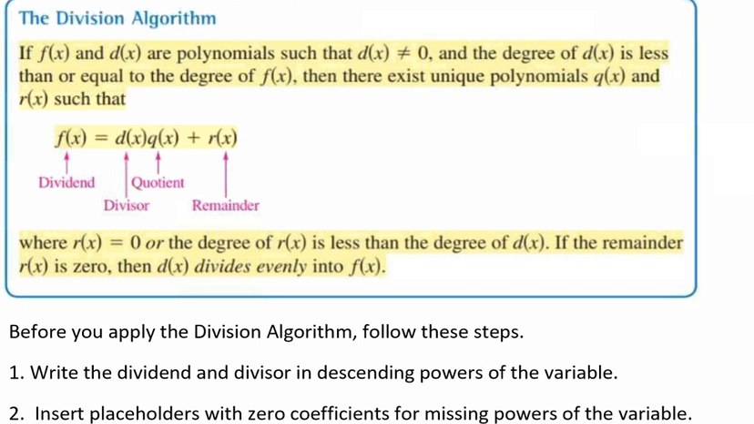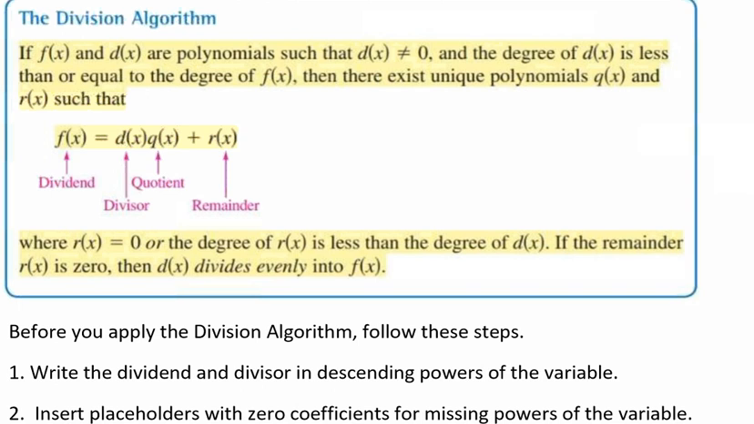where f of x is our dividend, d of x is the divisor, q of x is our quotient, and r of x is our remainder. So now, r of x equals 0, or the degree of r of x is less than the degree of d of x. Now if the remainder r of x is 0, then d of x divides evenly into f of x.